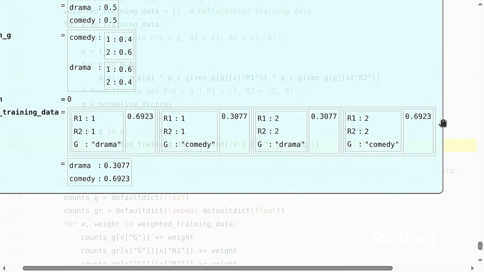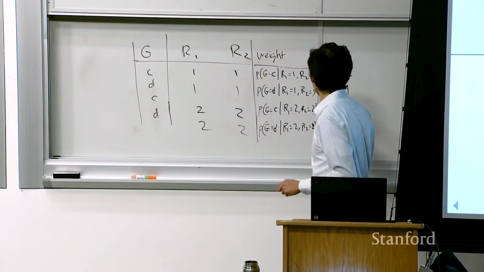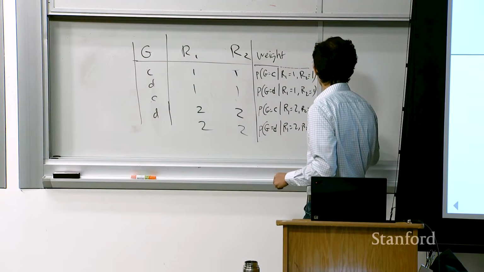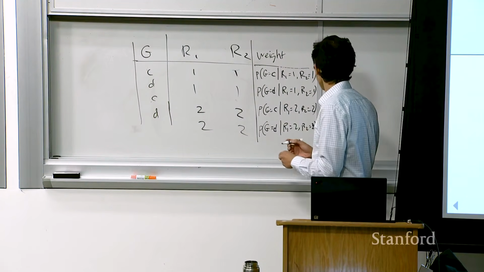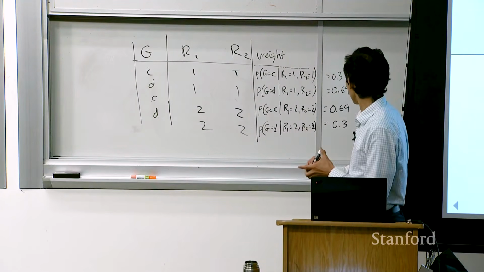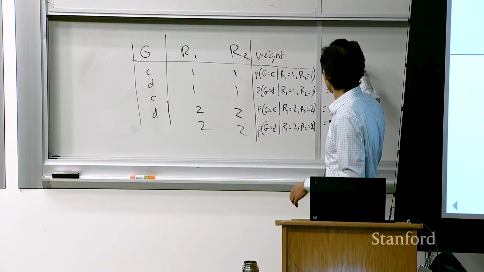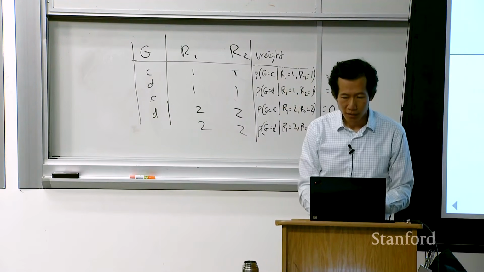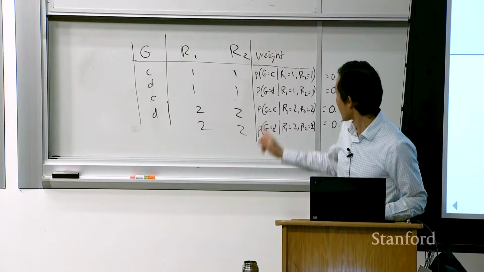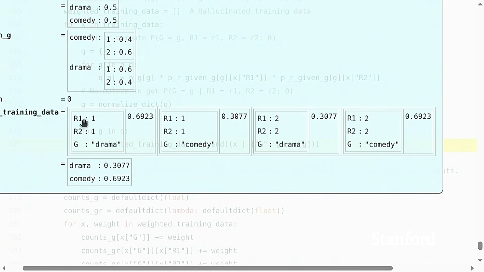So let me fill this out. So this is 0.69 and this is 0.3. Oops, sorry if you can't see that. Okay, but whatever's on the board is just in this picture here.